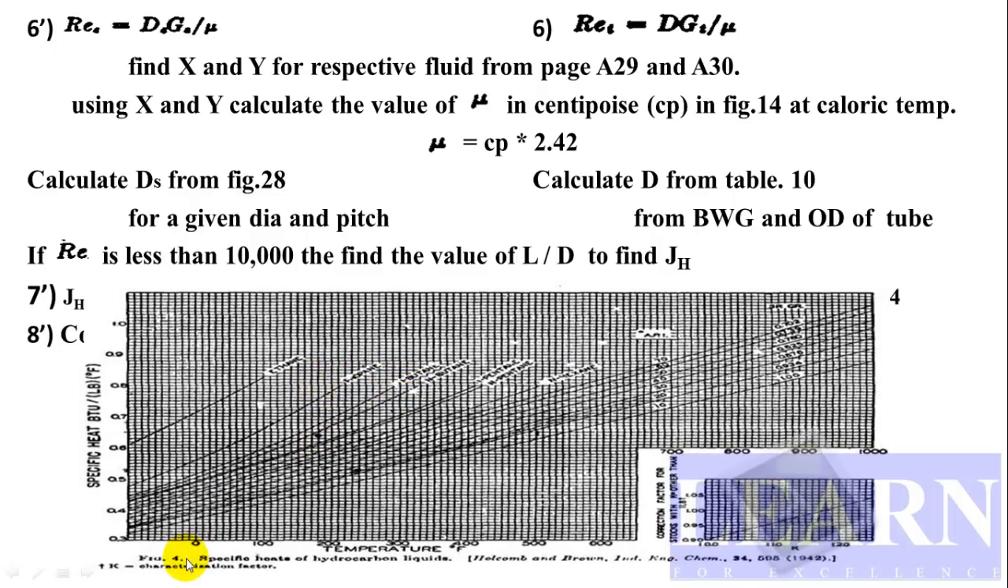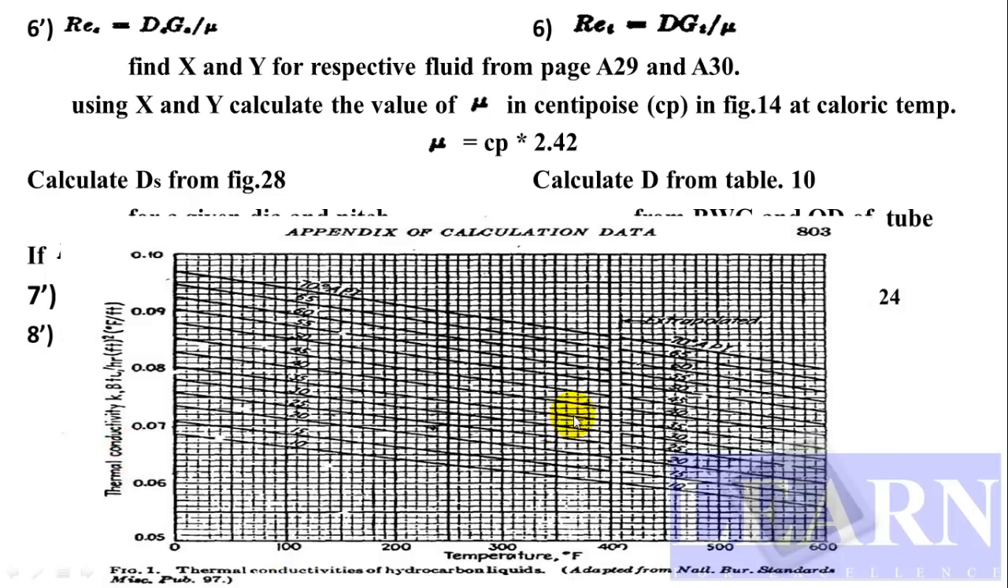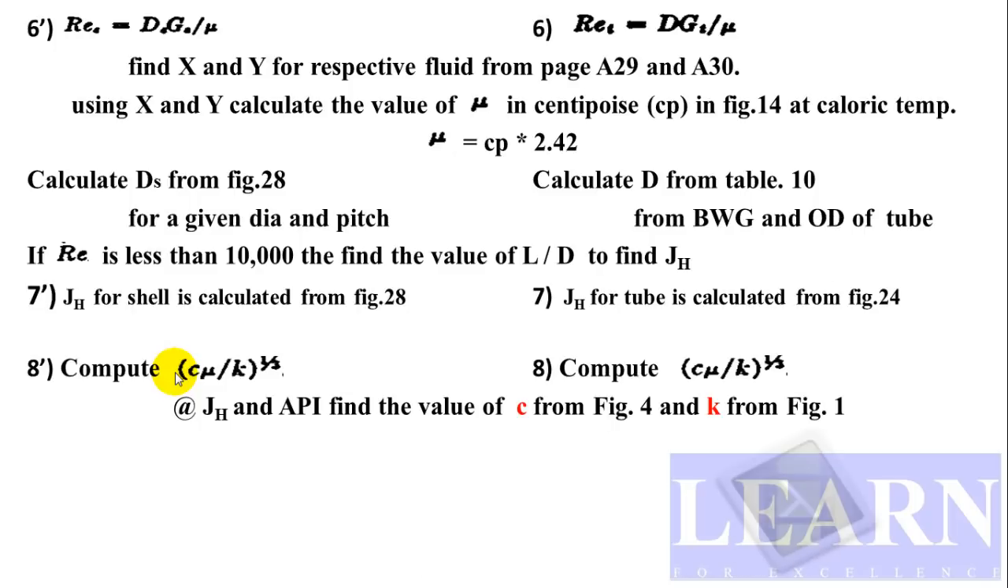Now look at this. In this figure number 4, we'll be knowing the API value. So with this API value, we can alter the line, whichever we want. We can take the line, and from this line and the temperature, we can calculate the specific heat. That is nothing but C. Next, similarly from figure 1, temperature is over here, and with the API we can calculate K here. So C and K can be calculated with the help of these two figures, that is nothing but figure number 4 and figure number 1.